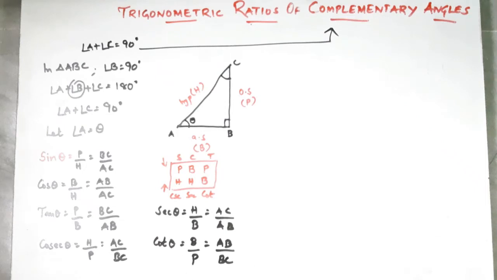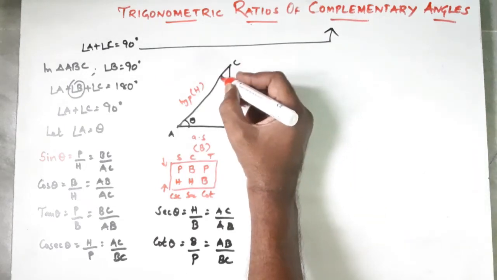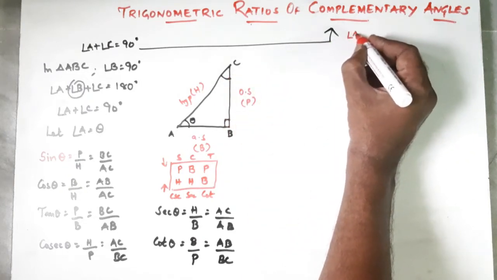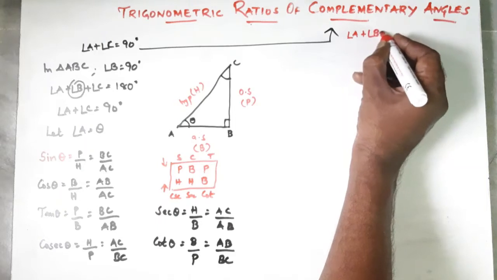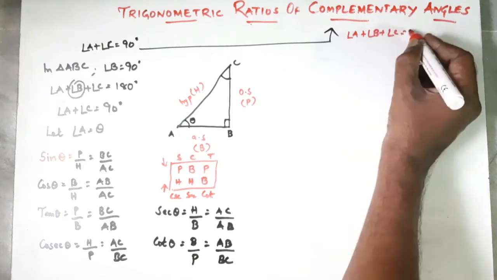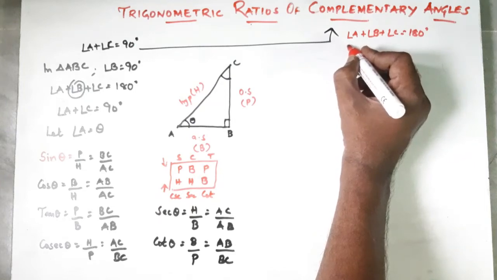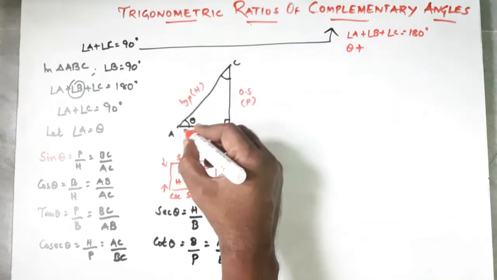Now let us find angle C. Already we have said that angle A plus angle B plus angle C is equal to 180 degrees. Angle A we have already assumed to be theta.